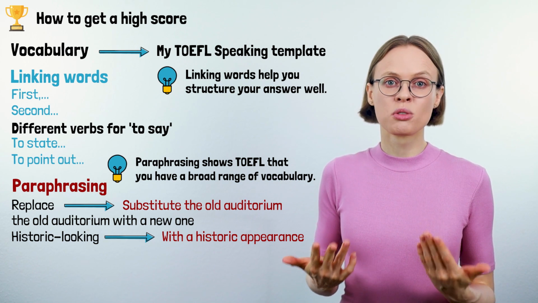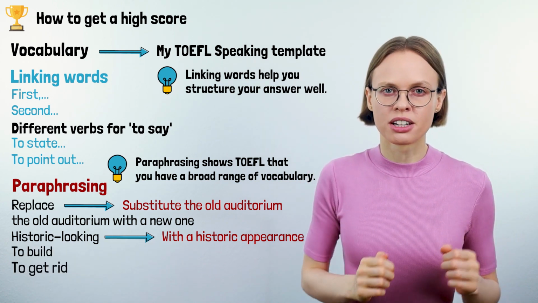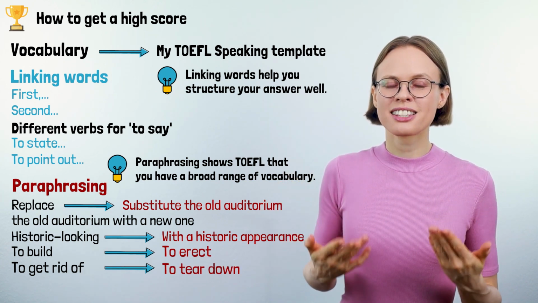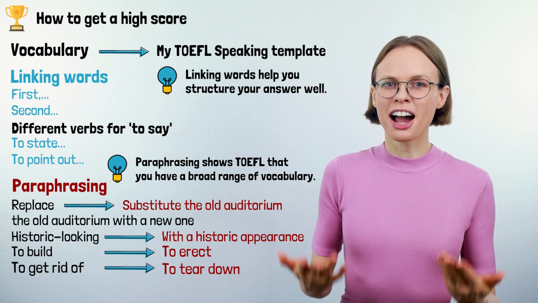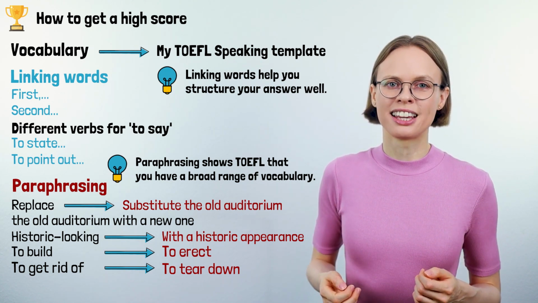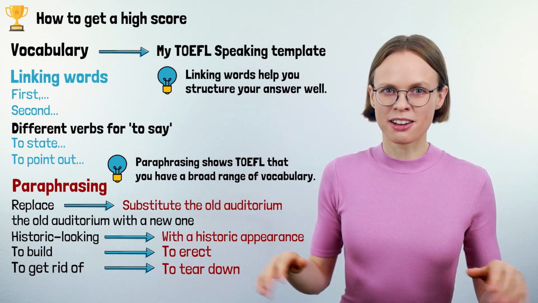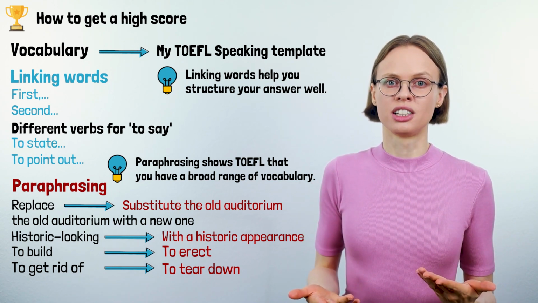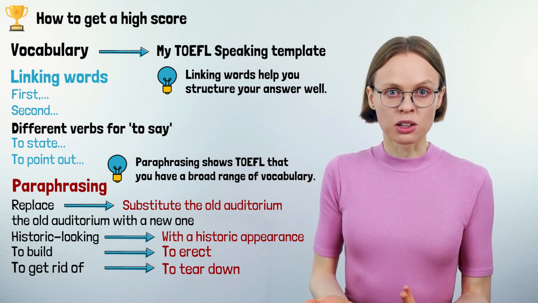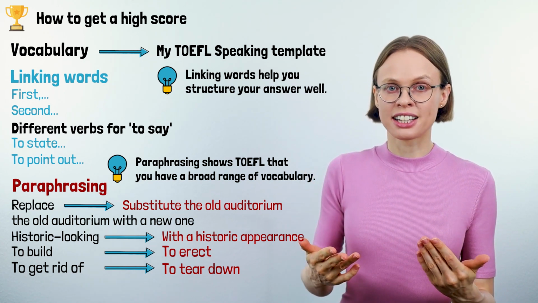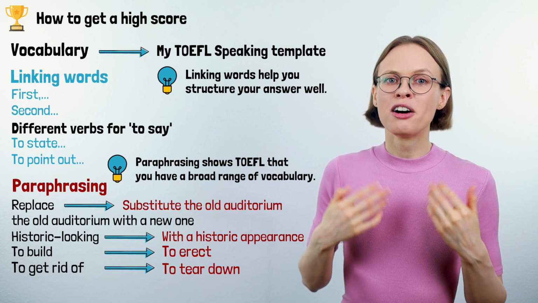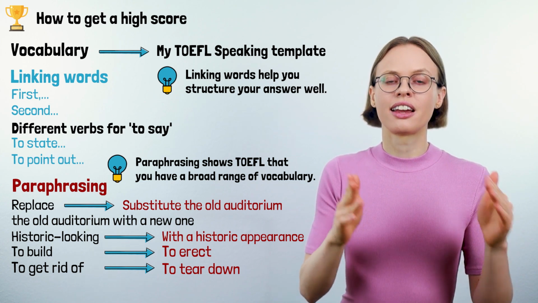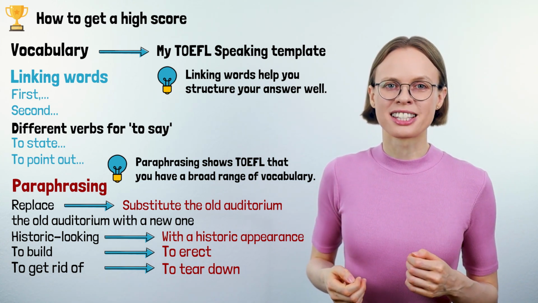The man used the verbs to build and to get rid of. I used to erect and to tear down. These are just a few examples of how you can paraphrase in TOEFL speaking. Of course, you shouldn't paraphrase when it's not possible to do so. You must show TOEFL that you know which words cannot be paraphrased, because this will get you a higher score. For instance, I used the words nice, concert, and play that were given in the conversation.